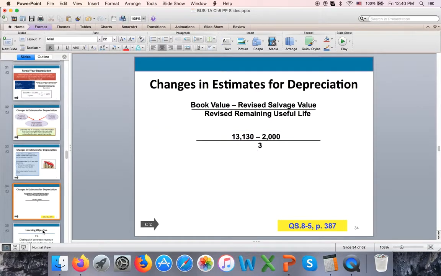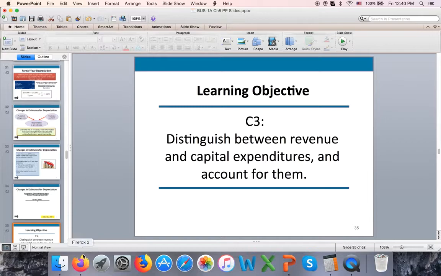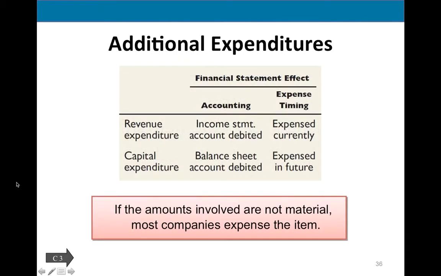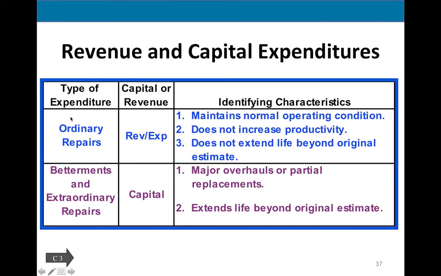Okay, the next topic is a topic of what happens if we need to make certain additional expenditures to our existing asset. So we will distinguish between revenue expenditures and capital expenditures. So a revenue expenditure is going to be completely expensed right away. We're going to debit some kind of expense, and these revenue expenditures are called ordinary repairs. So we need to maintain normal operating conditions. It doesn't significantly increase productivity. It doesn't extend the life of the asset beyond the original estimate.